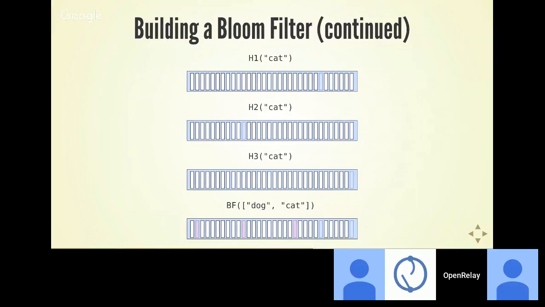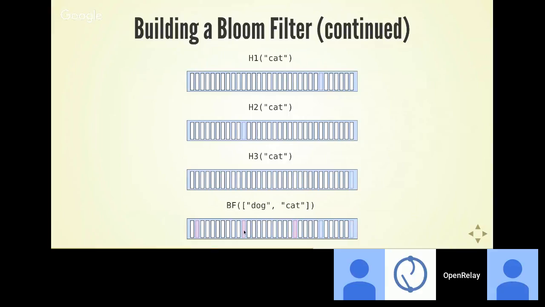Now we want to add a cat to our Bloom filter. We apply the same 3 hashing functions to the string cat, and we see that for the first hashing function, we set that bit. For the second hashing function, we set that bit. For the third hashing function, we set that bit. Now for our Bloom filter that contains both cat and dog, we're going to pull down, okay, this bit up here maps down into that bit down here. This bit down here maps into that bit down there.